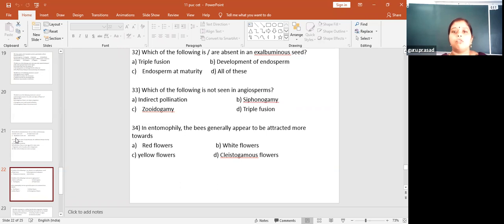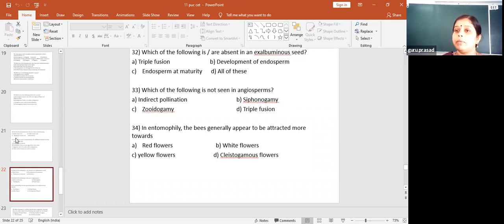Okay, next, which of the following is not seen in angiosperms? A. Indirect pollination, B. Siphonogamy, C. Zooidogamy, D. Triple fusion. We need to know these. First, note down: what is siphonogamy? Transferring of male gametes through the pollen tube. We call that siphonogamy. So what is zooidogamy? Male gametes swim in a path to the female gametes. Usually it is absent in angiosperms. It is found in lower plants such as pteridophytes, bryophytes, and some gymnosperms. So zooidogamy is absent in angiosperms.